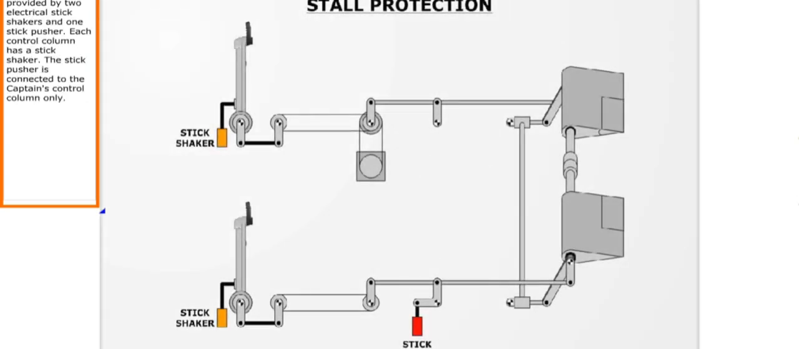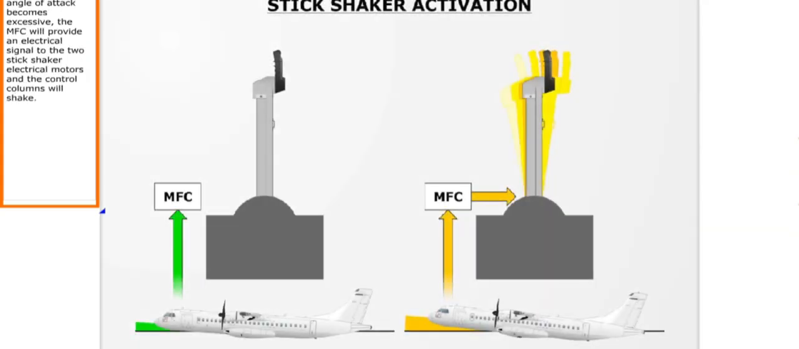Stall protection is provided by 2 electrical stick shakers and 1 stick pusher. Each control column has a stick shaker. The stick pusher is connected to the captain's control column only. If the aircraft's angle of attack becomes excessive, the MFC will provide an electrical signal to the 2 stick shaker electrical motors and the control columns will shake.